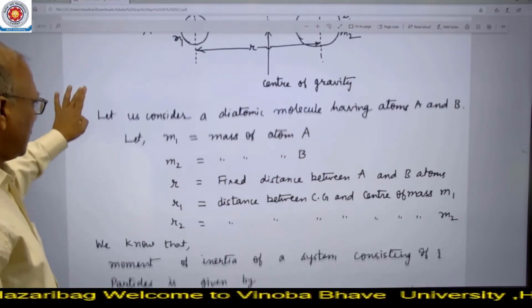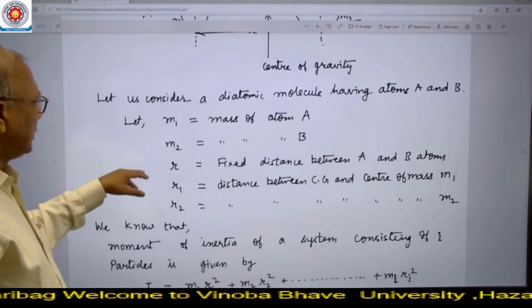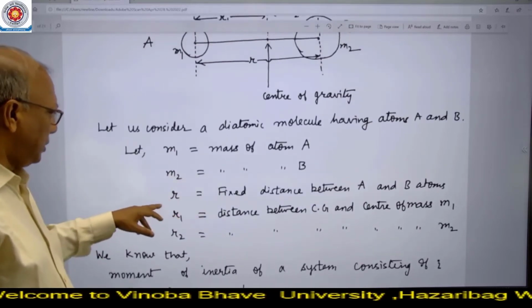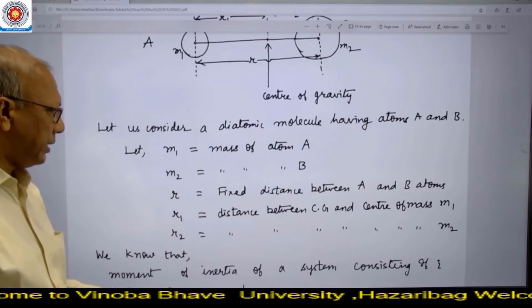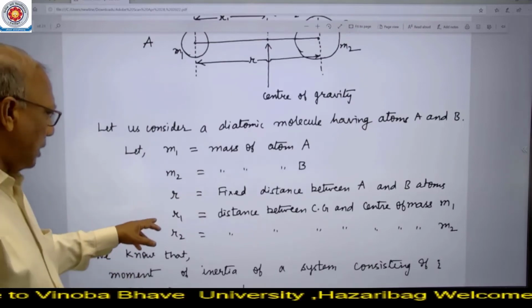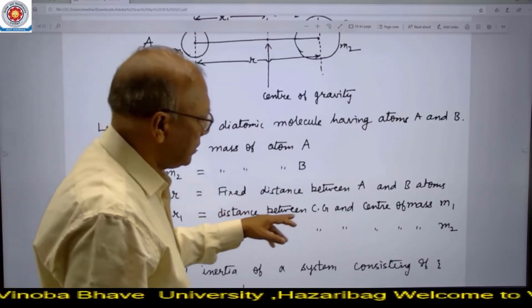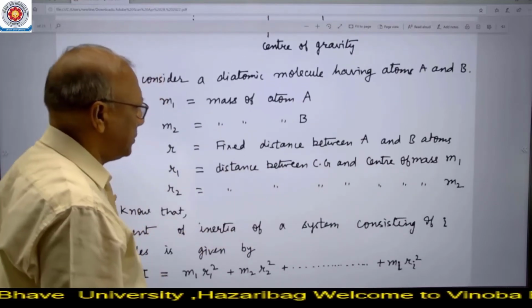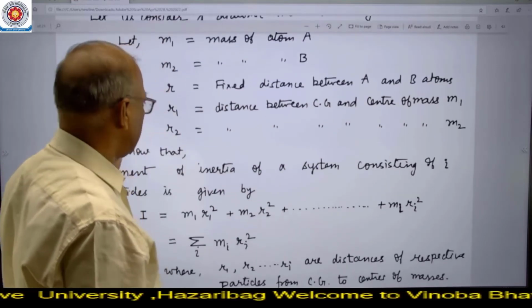Now, these parameters are written here. M1 is the mass of atom A, M2 is the mass of atom B, r is the distance between A and B, that is called the bond length, and r1 is the distance between the center of gravity and the center of mass M1. Similarly, r2 is the distance between the center of gravity and the center of mass M2.